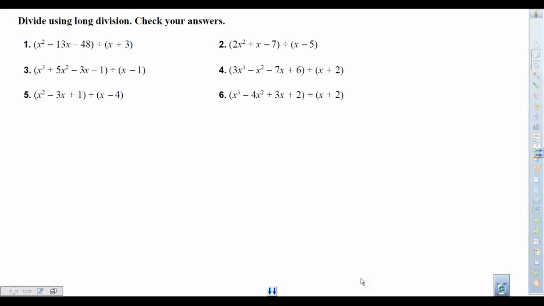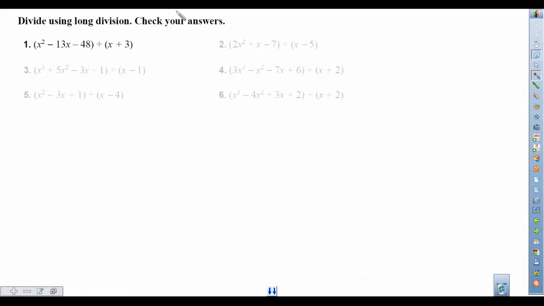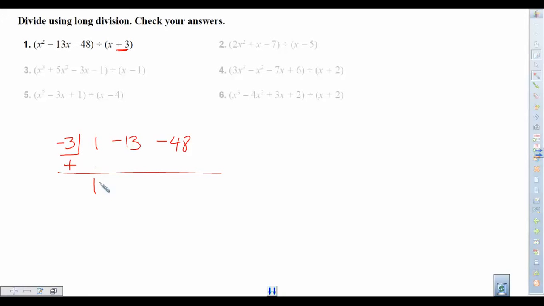So let's look at that first one. So the first one, we're taking that quadratic, dividing it by x plus 3. So first step, plus 3, we'll write minus 3. Next, look at the coefficients. We have a positive 1, a negative 13, a negative 48. Bar with a little bit of space, because we're going to write some numbers there, plus sign. First step, always bring down that first number all the way underneath that line. So then we'd multiply. Negative 3 times 1, write your answer right there, add those up.